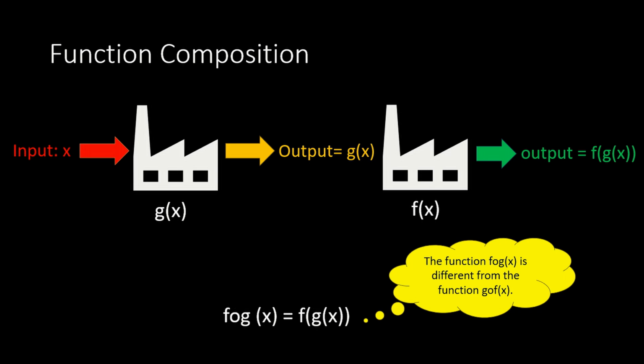In f of g of x, function g processes x first, and then its result is passed to function f. In g of f of x, function f processes x first, and then its result is passed to function g.